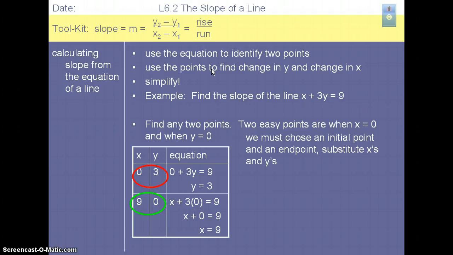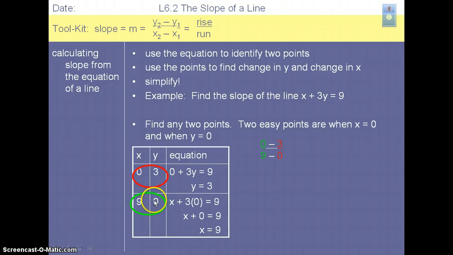We're going to choose an initial point and an end point, substitute our x's and our y's. So here I'm doing change in y as 0 minus 3, change in x as 9 minus 0. If we calculate here, we have negative 3 over 9. If we simplify, that's negative 1/3.